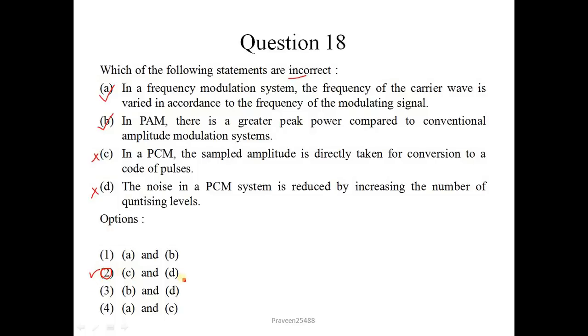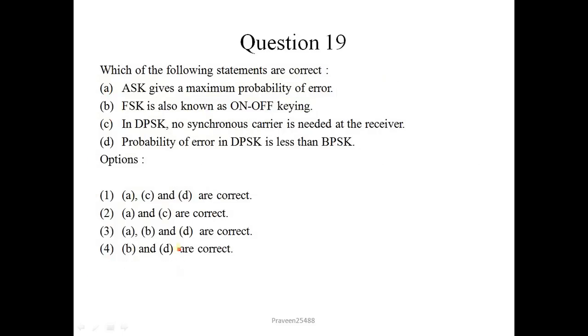Next question: which of the following statements are correct? ASK, which is amplitude shift keying, gives a maximum probability of error. So this statement is correct. FSK is also known as on-off keying. So this statement is incorrect. On-off keying is for ASK. In DPSK, no synchronous carrier is needed at the receiver. So this statement is correct.